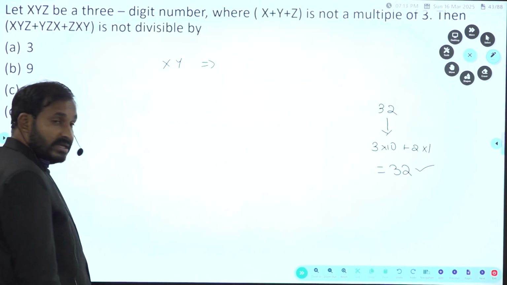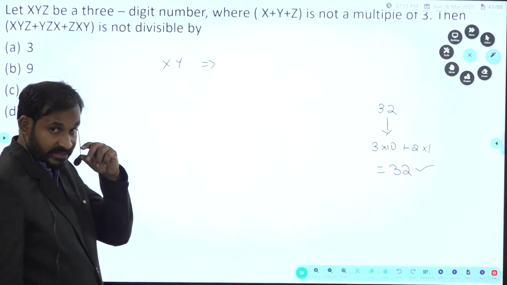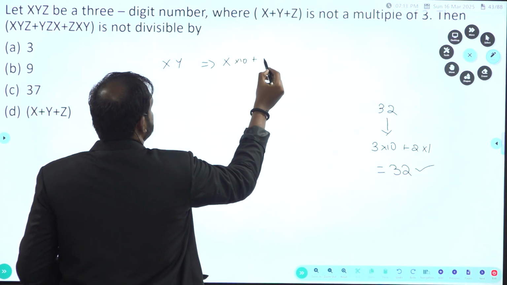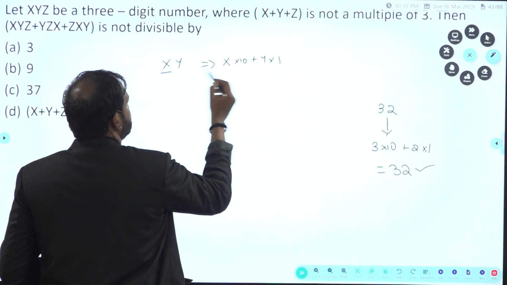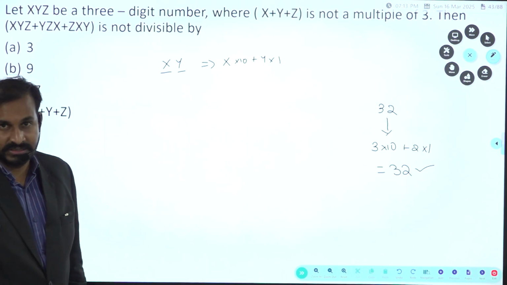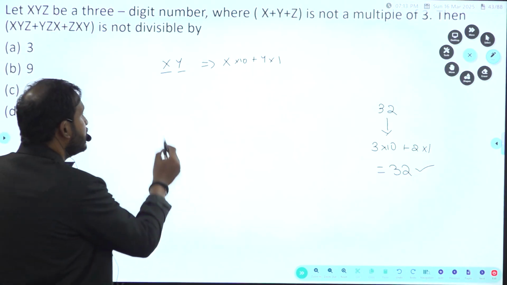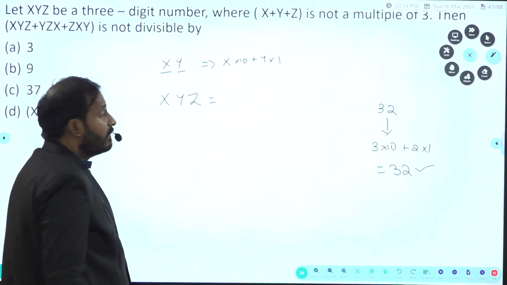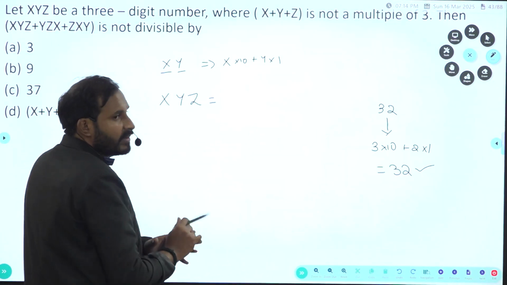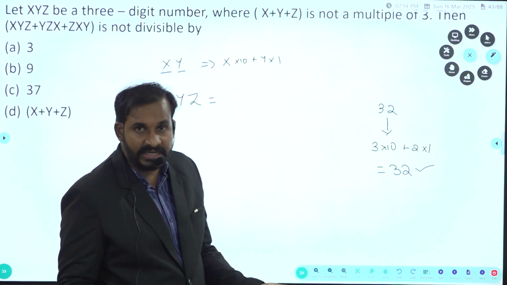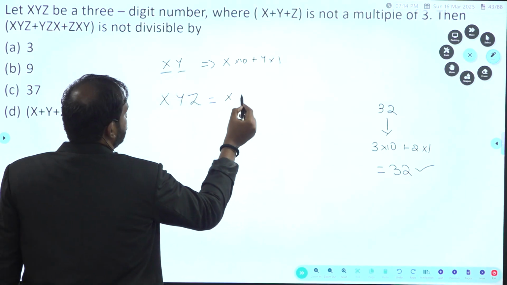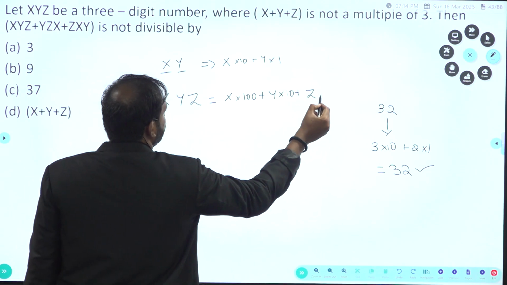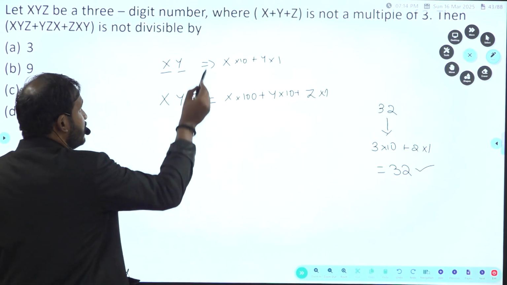Similarly, if you observe xy, how can I write this? x into 10 plus y into 1. Why? Because x is at tens place and y is at ones place. If I have a 3-digit number xyz, you can write it as xyz. But when you want to perform any mathematical operation, that means when you want to add or multiply, you should write it in this form: x into 100 plus y into 10 plus z into 1. Remember this one. This point is very, very important.